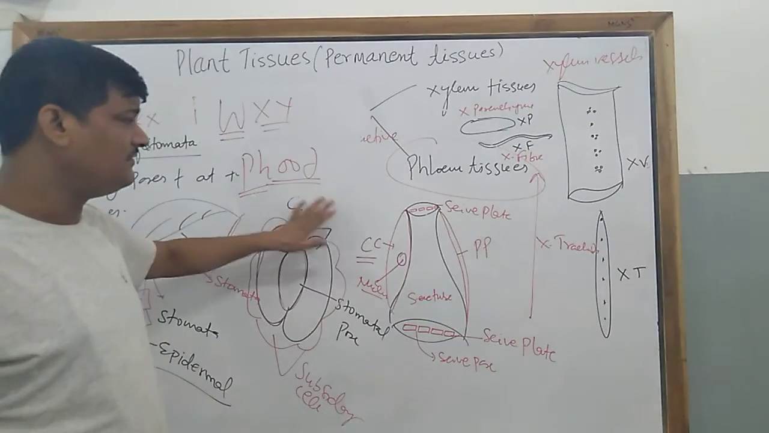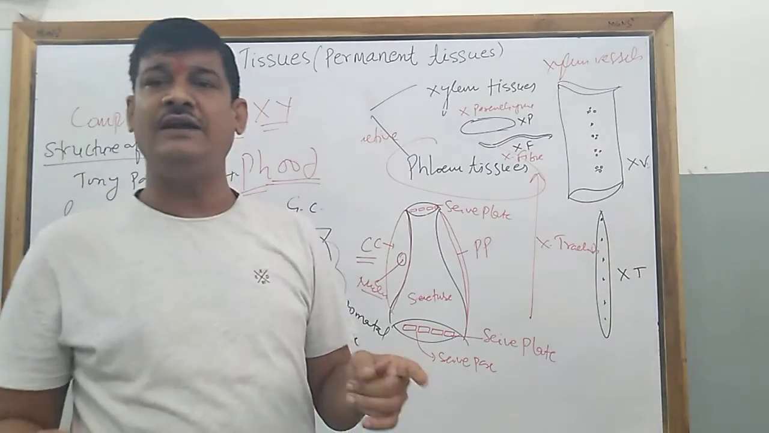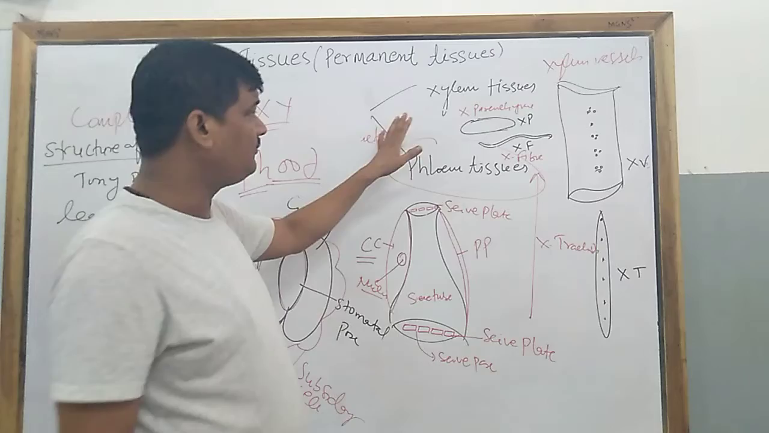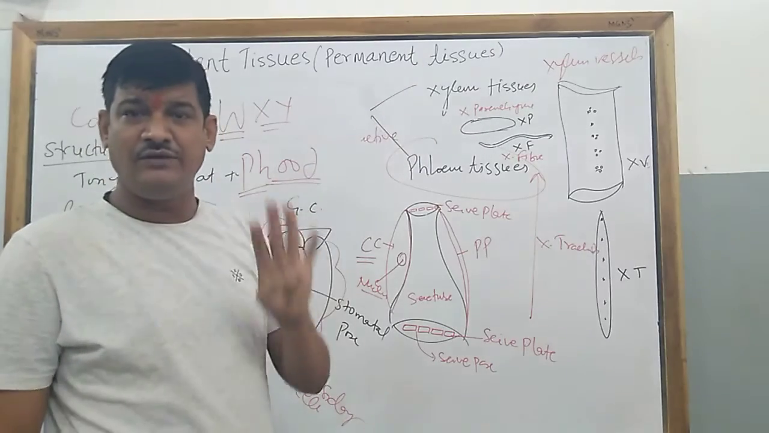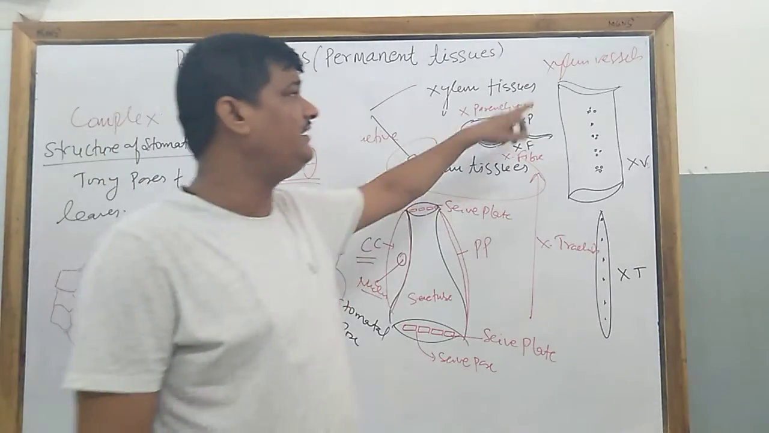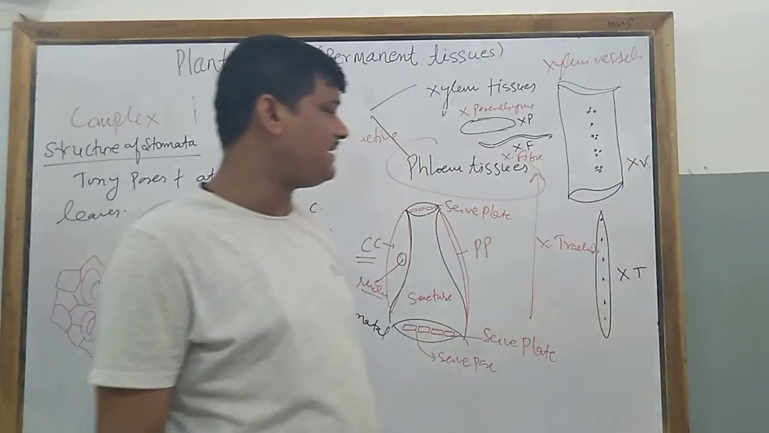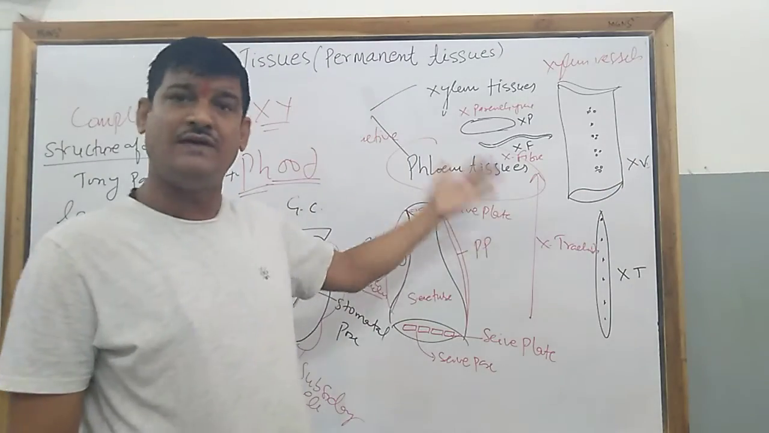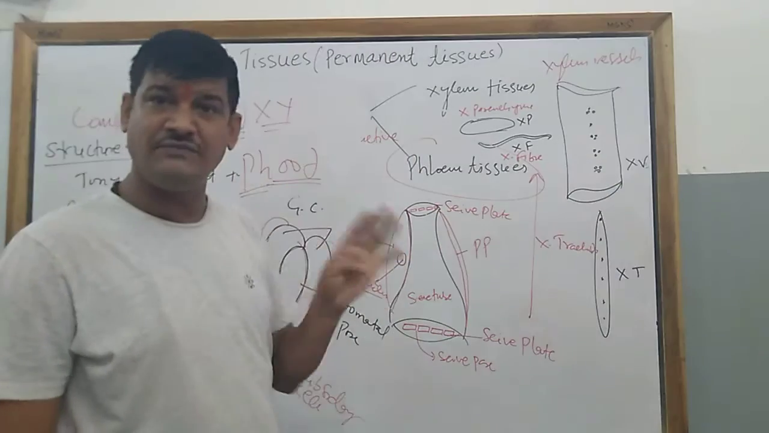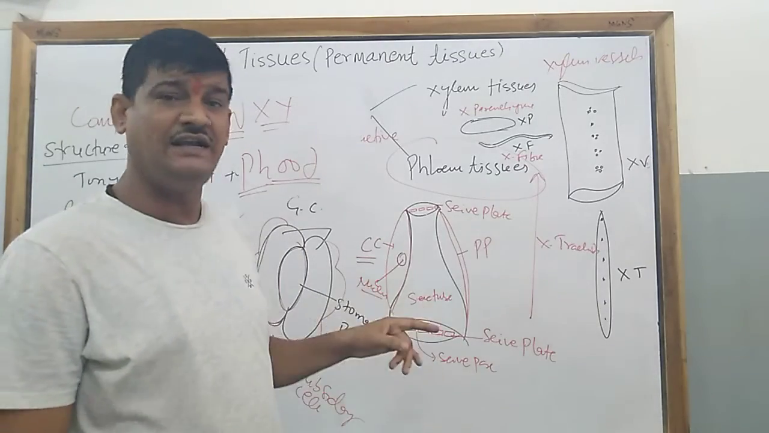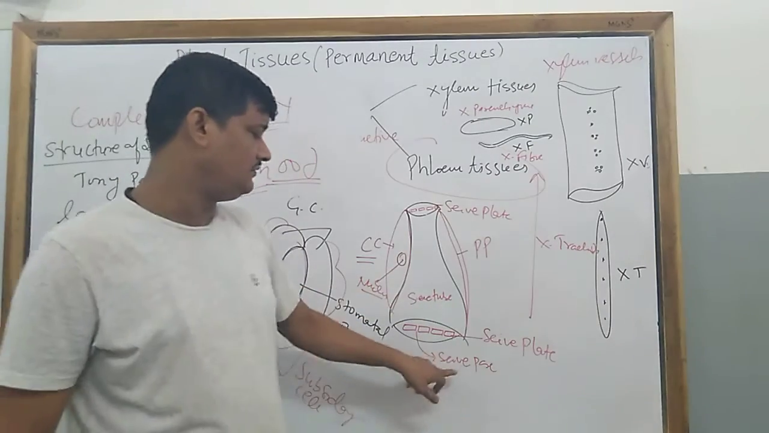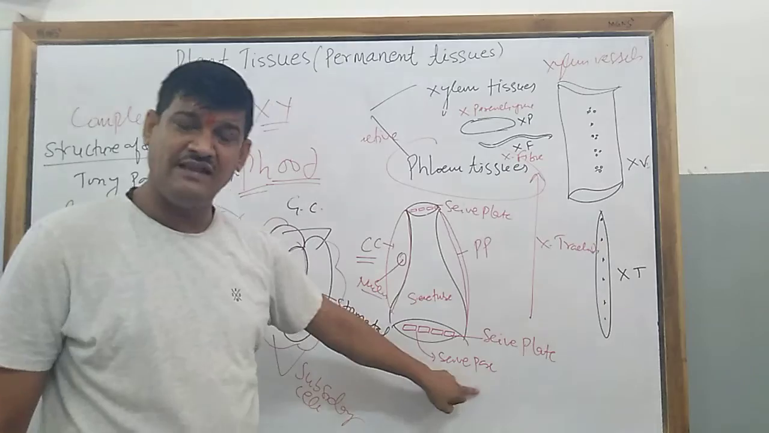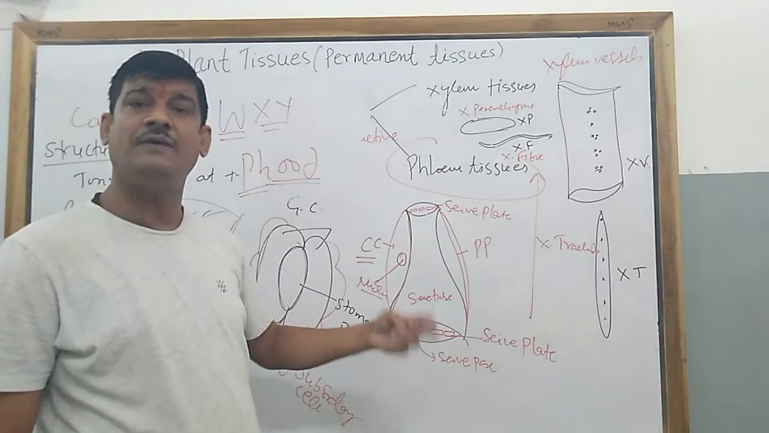This is the function. Now the difference between xylem and phloem tissue. As I told, xylem consists of 4 different types of cells: xylem vessels, xylem trachea, xylem parenchyma, xylem fiber. Now phloem consists of 4 different kinds of cells: sieve tubes, companion cells, phloem fiber and phloem parenchyma.